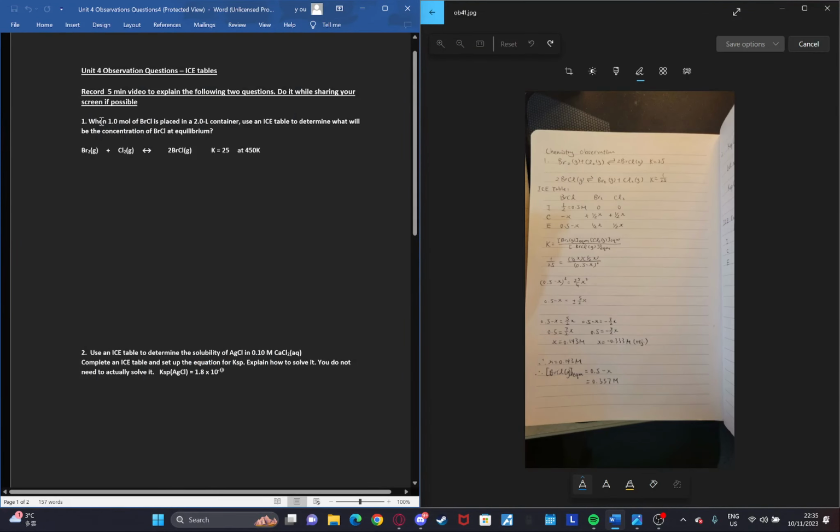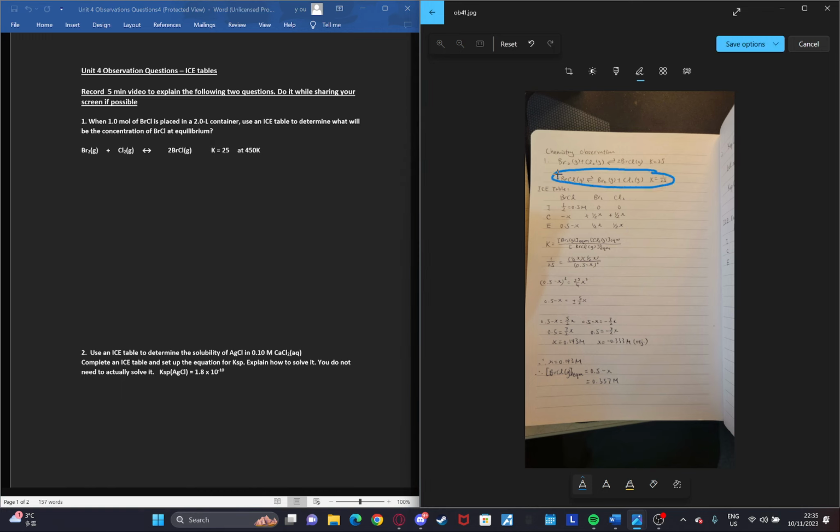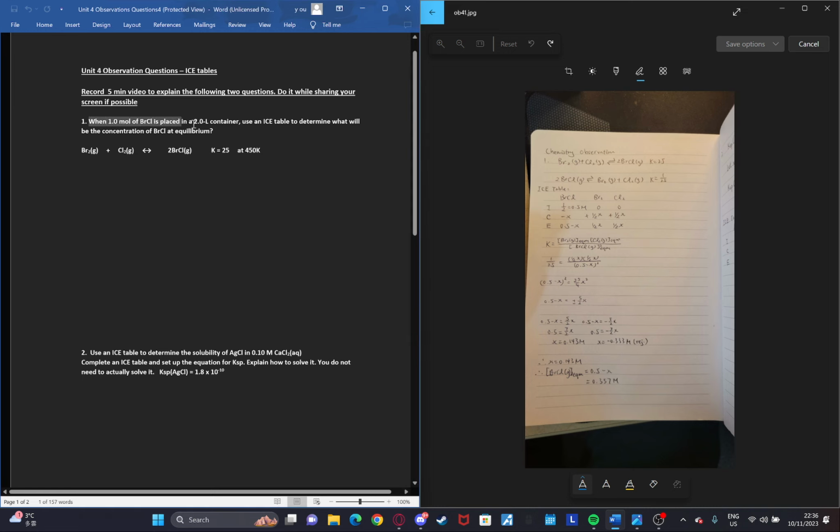Okay, so the first question says that there's 1 mole of BrCl placed in a 2-liter container, and we have to use an ICE table to determine its equilibrium concentration. Given the formula and the K constant, we have to reverse it into BrCl on the initial reactant side because we are only given BrCl in the beginning, and we can find its initial concentration by dividing 1 mole by the volume, which is 2 L, and we get 0.5 M of initial concentration.